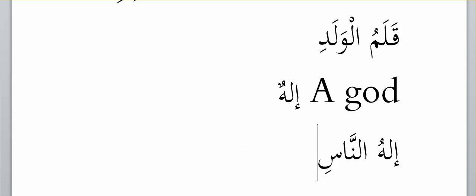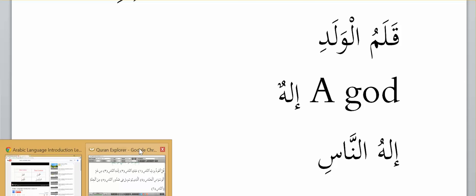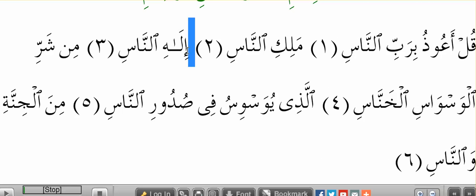But if we look at the ayah, is that what it says? What does the ayah say? The ayah says Ilahin Nas with kasra. If anybody can tell me why the kasra is there, I'd be impressed. That means you're awake.